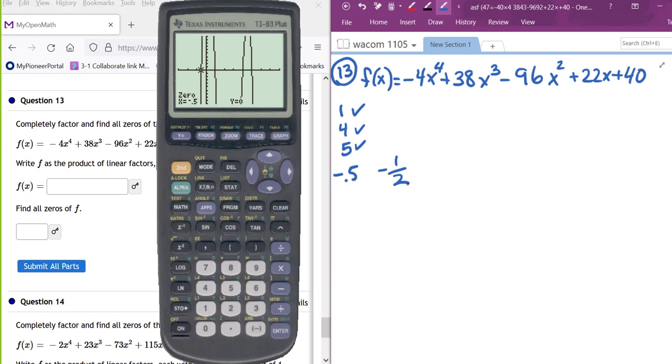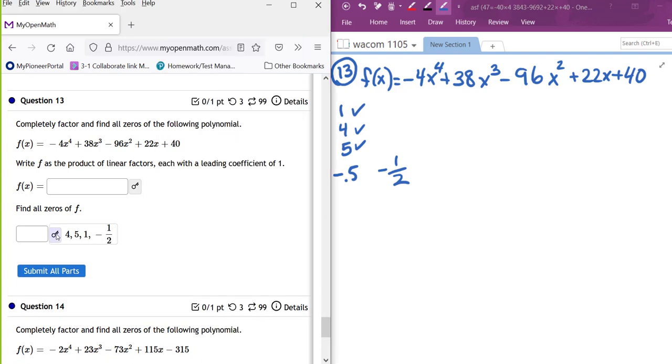We have the pieces to get the roots, so we're going to have x minus 1. And this is one of your answers. This is the second answer. 4, 5, 1, and -1/2. So we're good there.